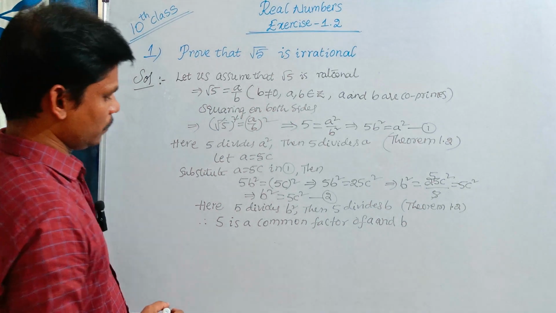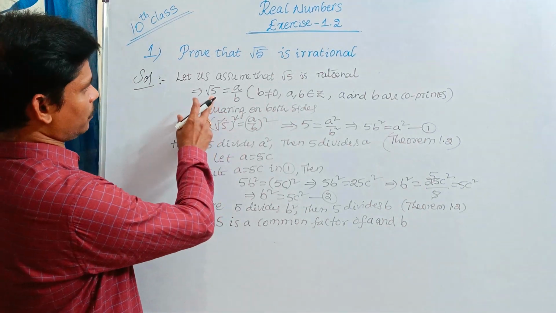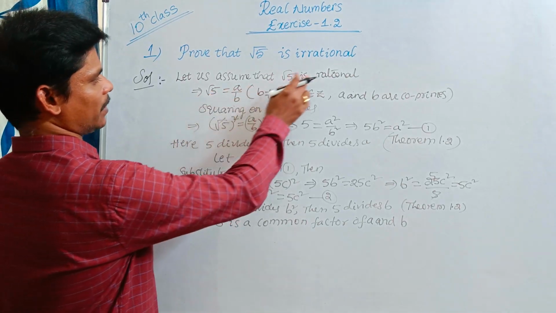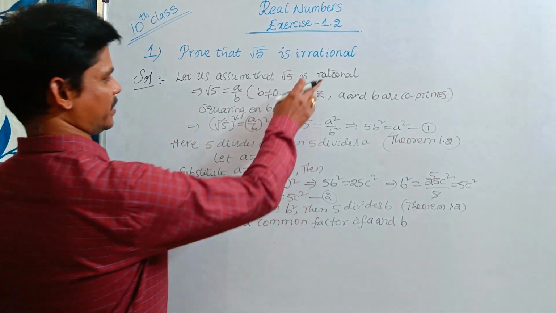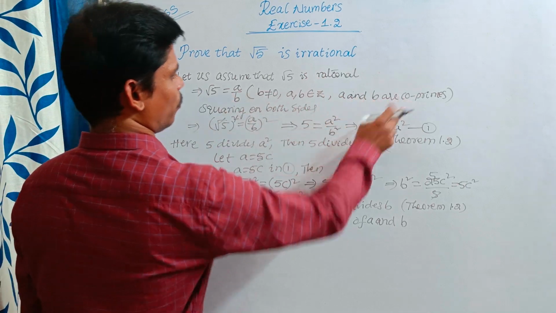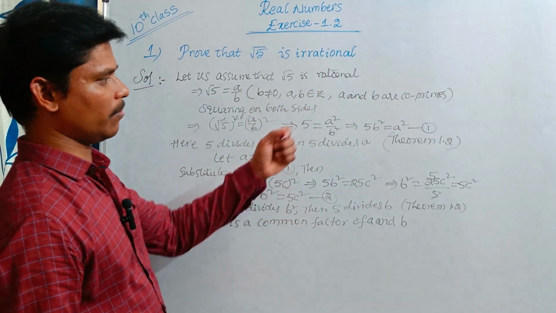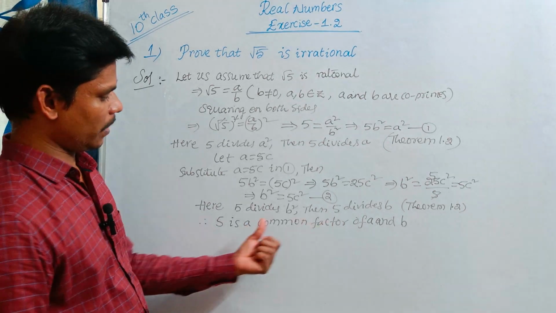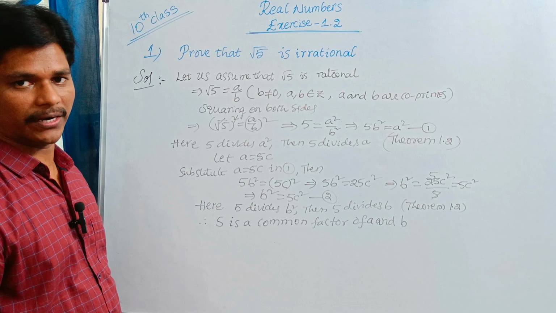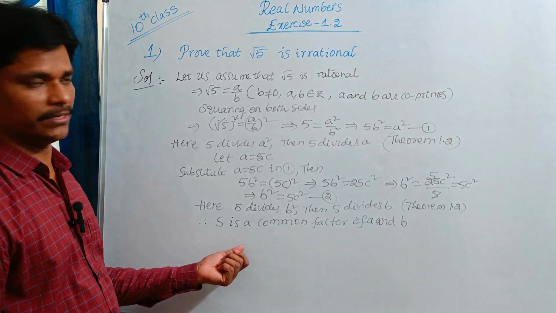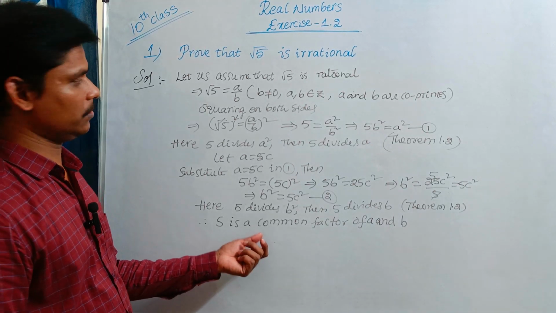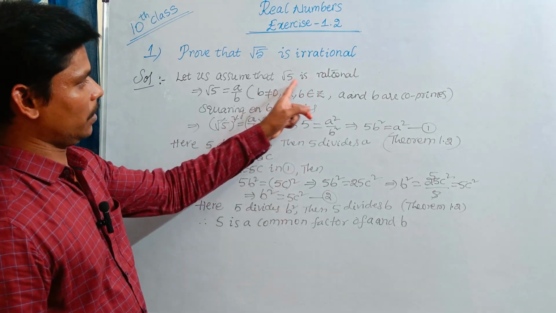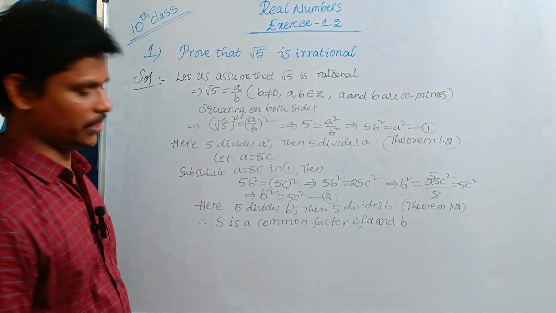Here we assumed that root 5 is a by b, which means root 5 is a rational number. For a rational number, a and b are co-primes. Co-primes means they have no common factor other than 1. But here 5 is a common factor of a and b. This contradicts our assumption, so our assumption is incorrect. So we conclude that root 5 is not rational, it is irrational.